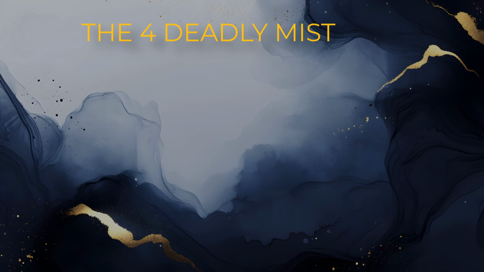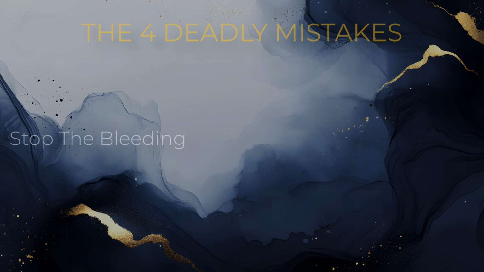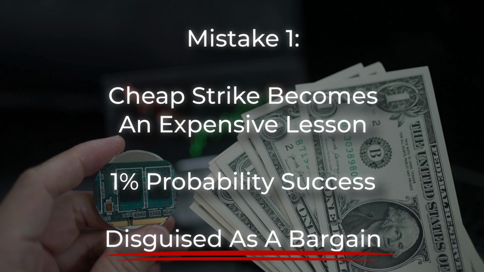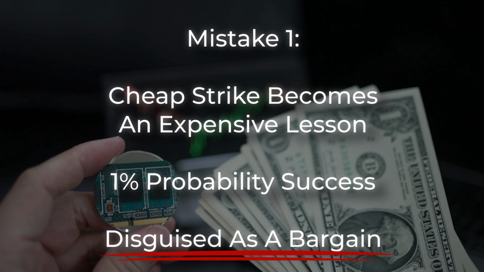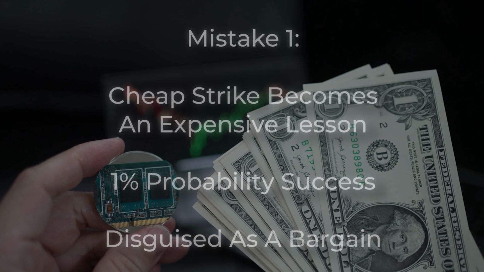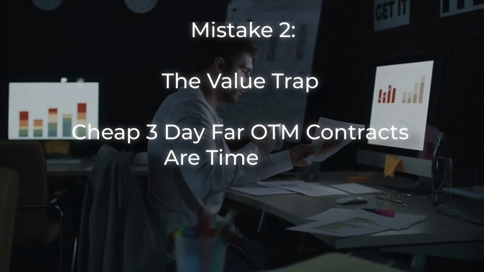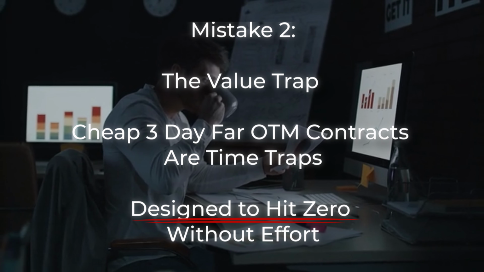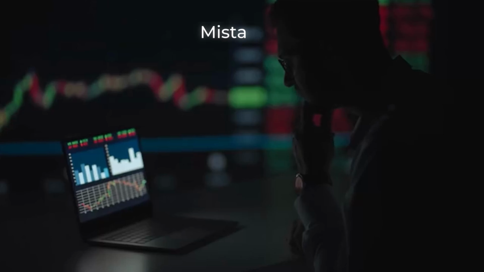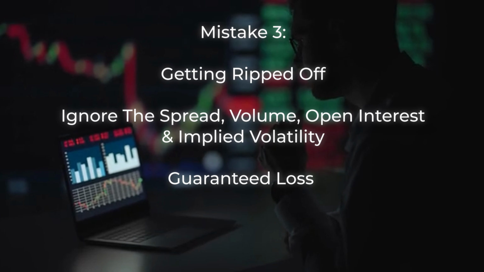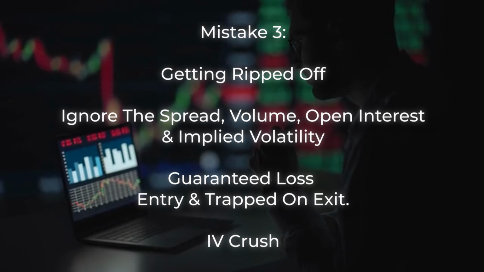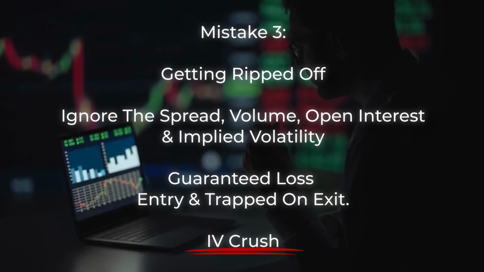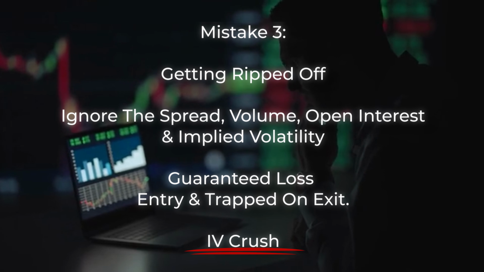Now, let me save you thousands by pointing out what destroys new traders. Mistake 1, buying the cheapest strike. You see a 50-cent option and buy it, but it needs a 15% move just to break even. That's speculation, not trading. Second mistake, buying short expirations. Buying the 3-day option because it's cheaper, the contract becomes worthless before the stock even moves. Mistake number 3, ignoring the numbers. You ignore the spread and get ripped off on entry and exit. You ignore IV crashes. You ignore volume and open interest, and you get trapped in a dead-end contract.